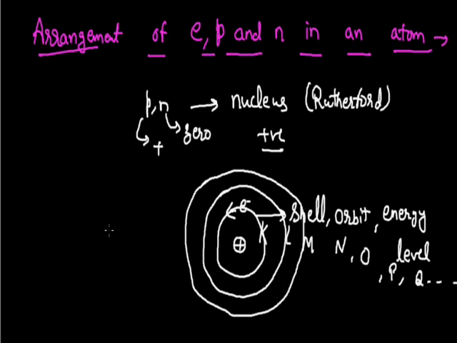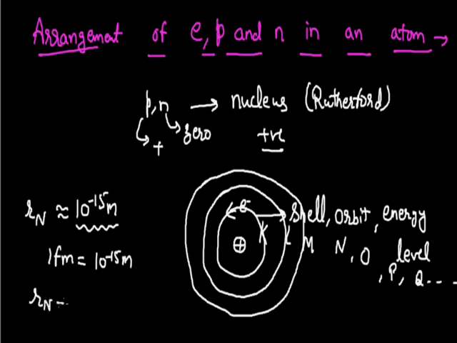Now, if we talk about the comparison for the size of nucleus and the size of atom. Since the nucleus is a circular area, we can compare the size by knowing the radius of nucleus. The radius of nucleus is approximately in the range of 10^-15 meter. Since 1 Fermi meter is equal to 10^-15 meter, instead of writing 10^-15 meter, we can also write that the radius of nucleus is 1 Fermi meter. It is the approximate value for the radius. All the nuclei of different atoms have approximately equal radius, and the value is 1 Fermi meter.